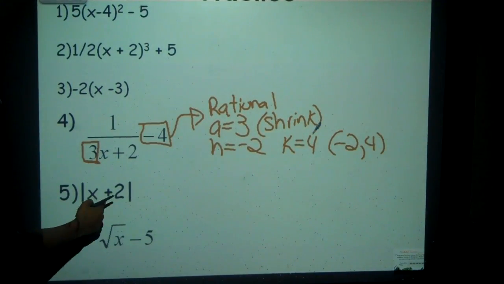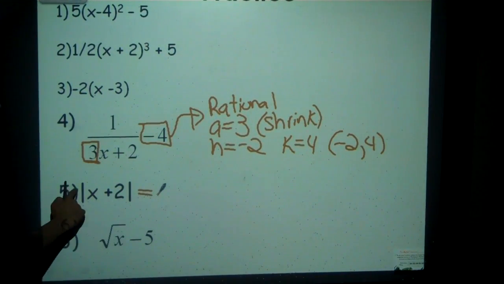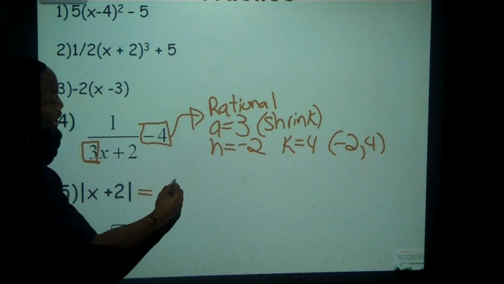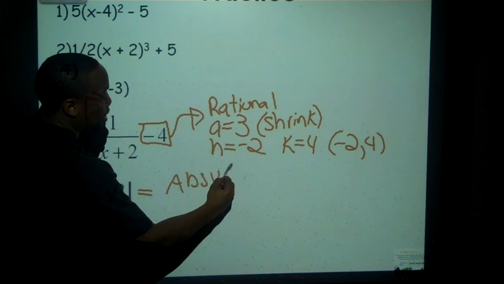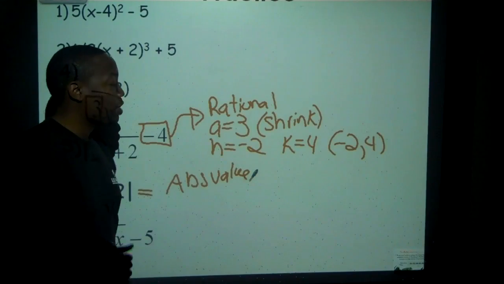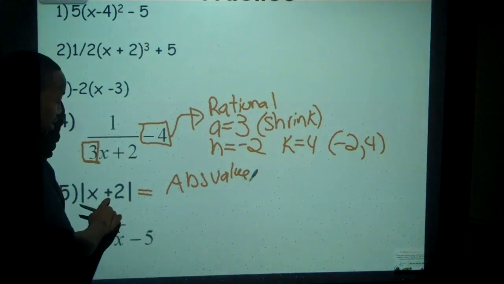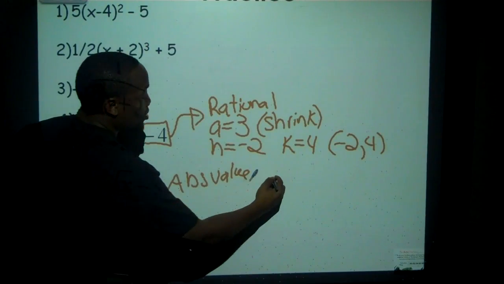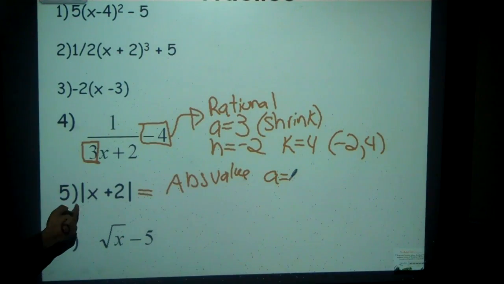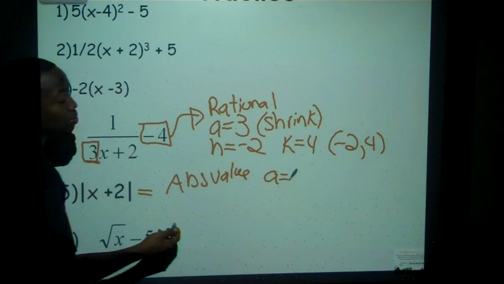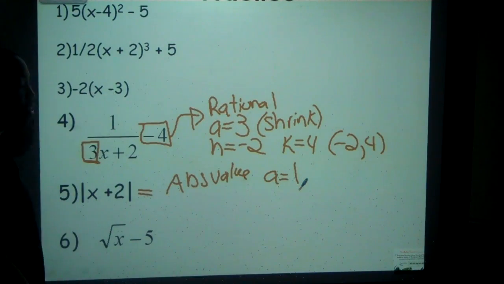Lastly, now we got number 5. Our number 5 is going to be, because of these absolute value signs, absolute value. Absolute value is going to have a V shape. Right? Absolute value. The A in the situation, do we have an A in the situation? We don't have an A written there, but because there's nothing there, we can assume that it's going to be 1. It's an understood 1.